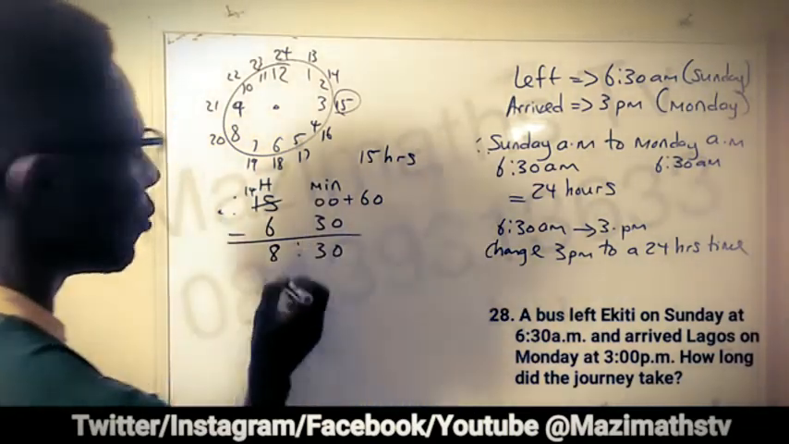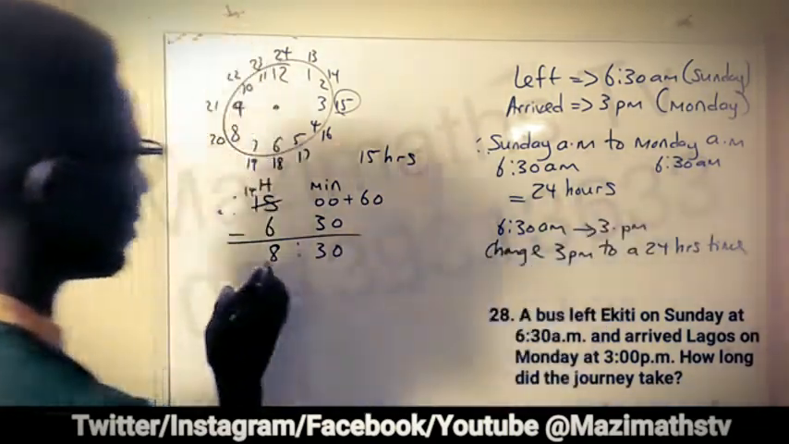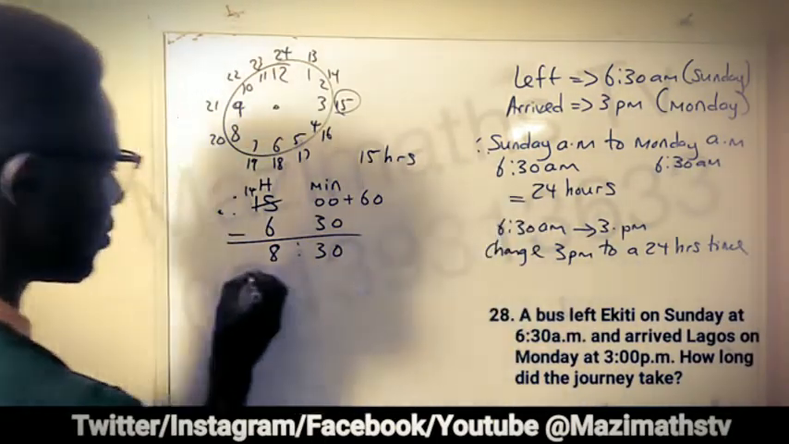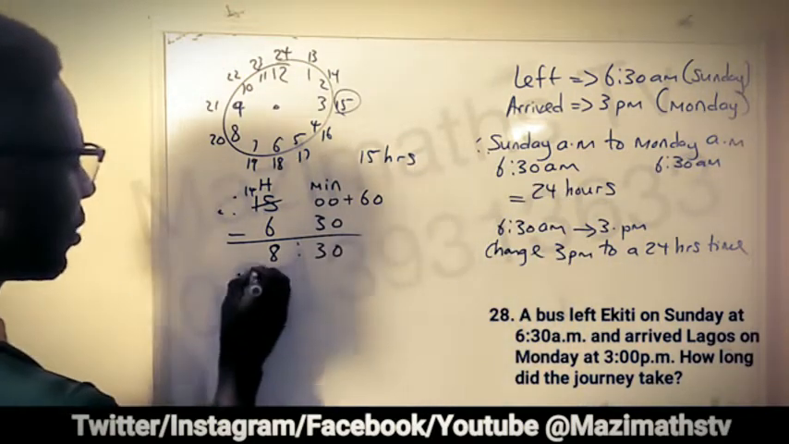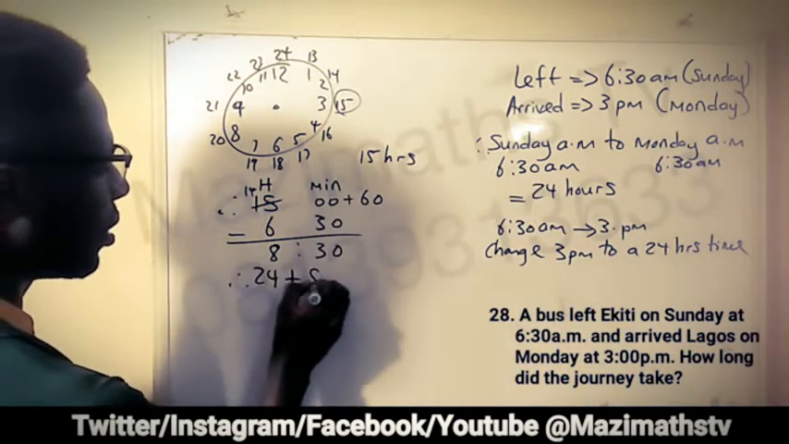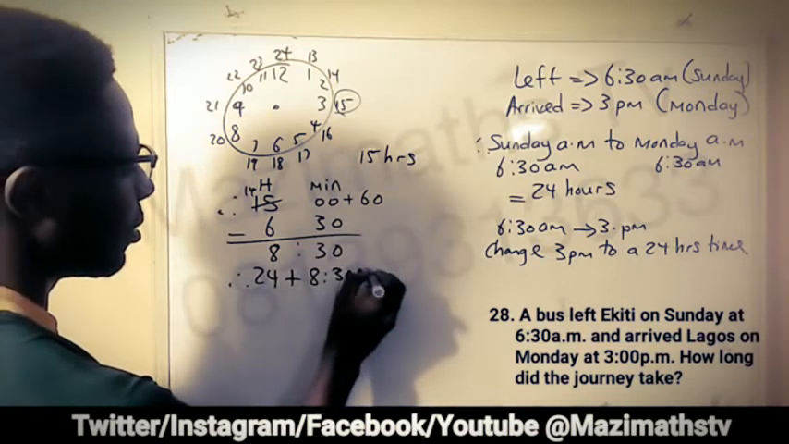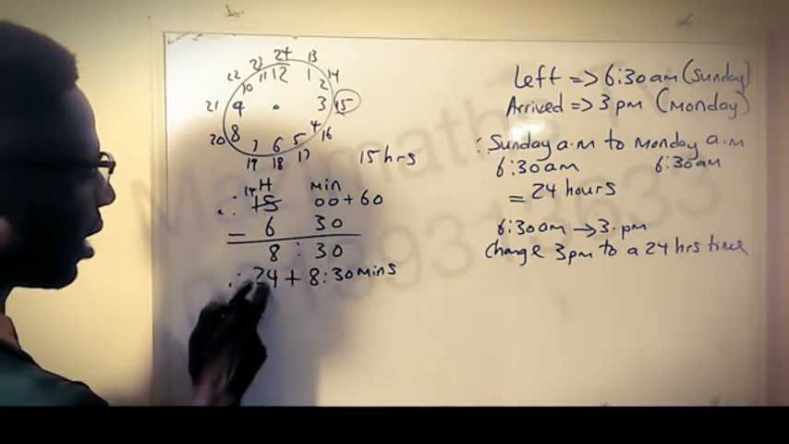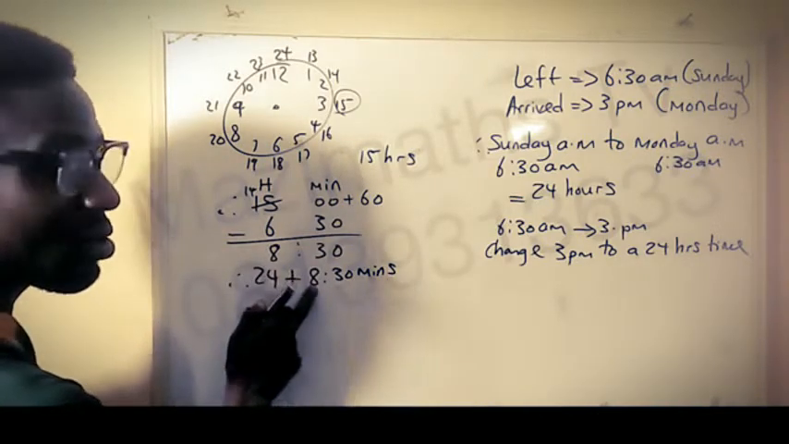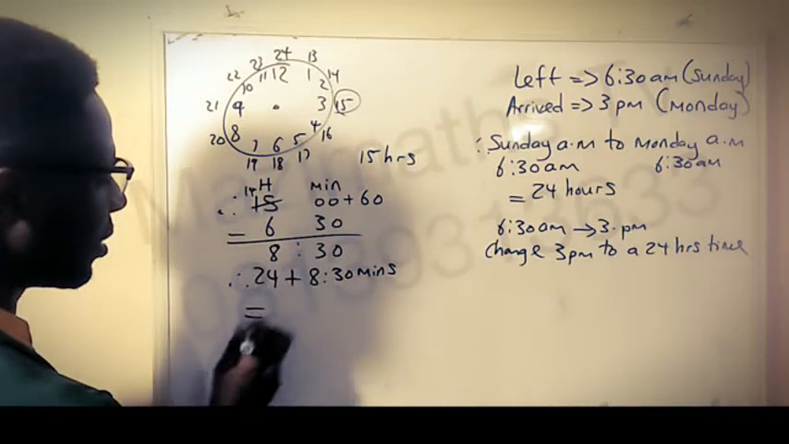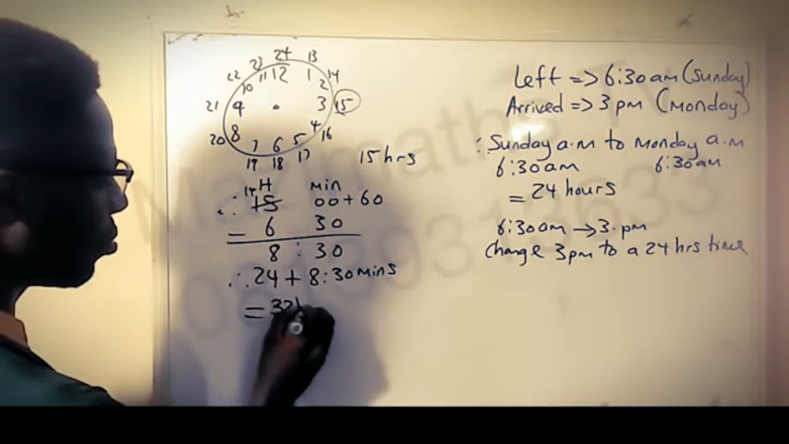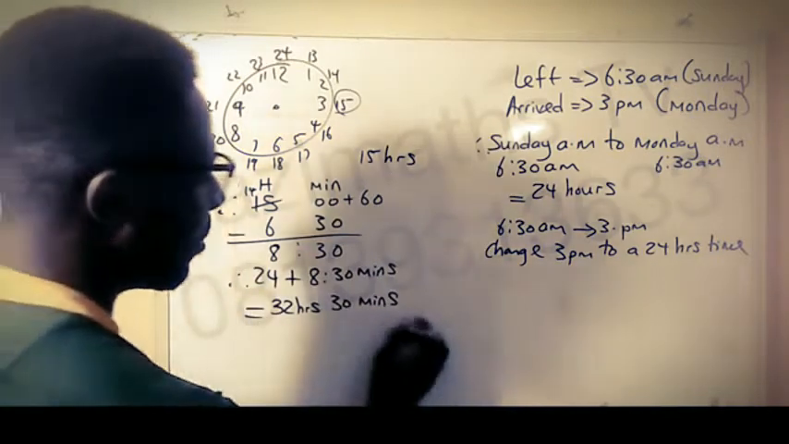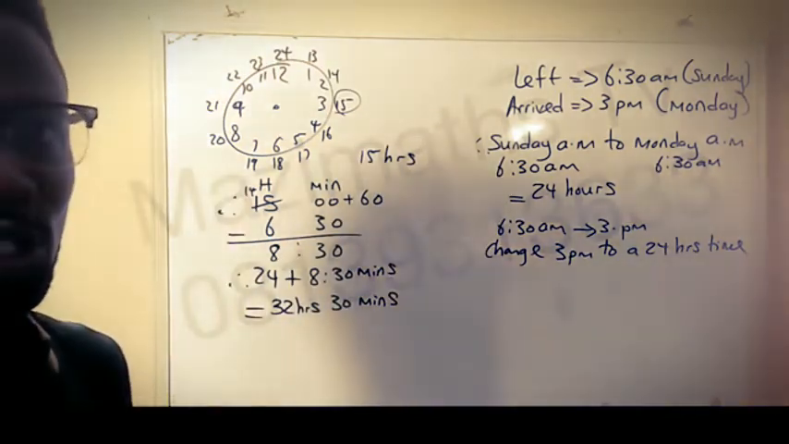So which means from 6 a.m. to 3 p.m. that is 8 hours 30 minutes. Okay. Are you getting it? So therefore now what happened? The first one that we got, that is 24 plus 8 hours 30 minutes. So at the end of the day, just add the hours to hour. Okay, this is an hour, this is another hour. 24 plus 8, so we have 32 hours 30 minutes. So that's the total amount of time the person spends on that journey.